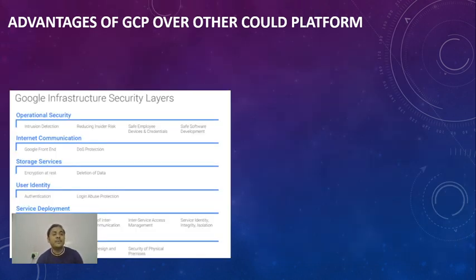Okay, I'm continuing my previous slide, GCP's advantages. So you can understand this; I've taken this from the Google website only. They put focus on each and every layer and each and every service: internet communication, operational security, storage services, encryption at rest, deletion of data, and most importantly user identity. Services of deployment, access management, encryption, service communication, inter-service access communication, hardware infrastructure. It also provides huge security over the boot stack, machine identity, and other prevention technology.